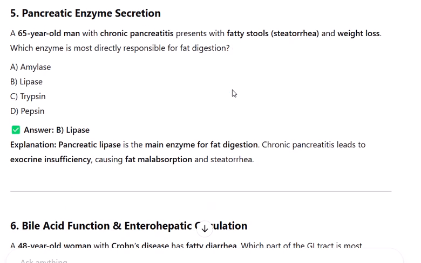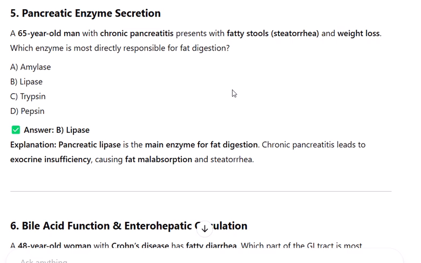A 65-year-old man with chronic pancreatitis presents with fatty stools, steatorrhea, and weight loss. Which enzyme is most directly responsible for fat digestion? A. Amylase. B. Lipase. C. Trypsin. D. Pepsin. Answer B.